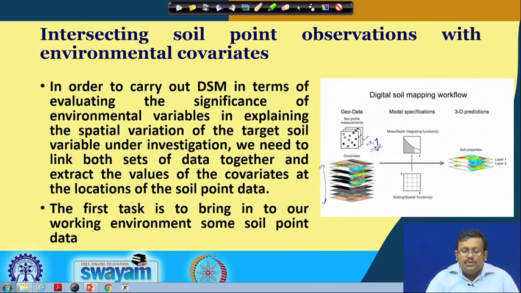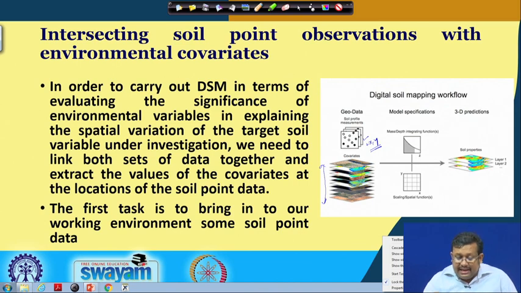So, again, once we get the legacy soil data and their coordinates, the next step will be to extract the soil covariate information for those particular points. We do not need the soil covariate information for all the area, we only need the soil covariate information for those particular points for which the legacy soil data is available. So, we call it intersecting, and this is another major pre-processing step before we go for digital soil mapping.